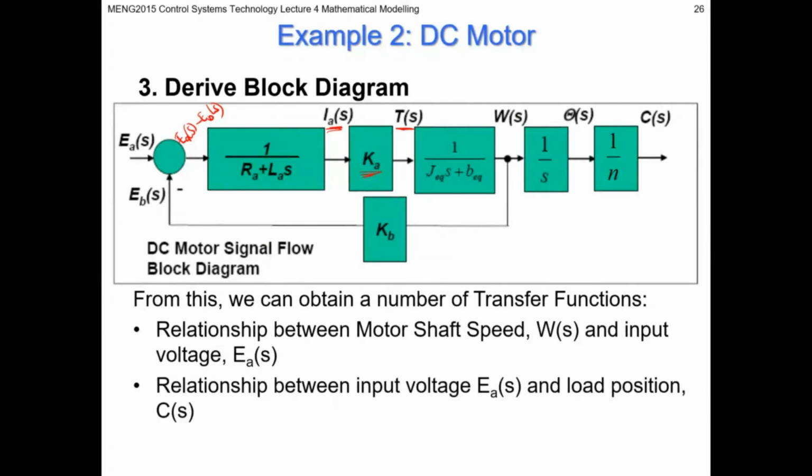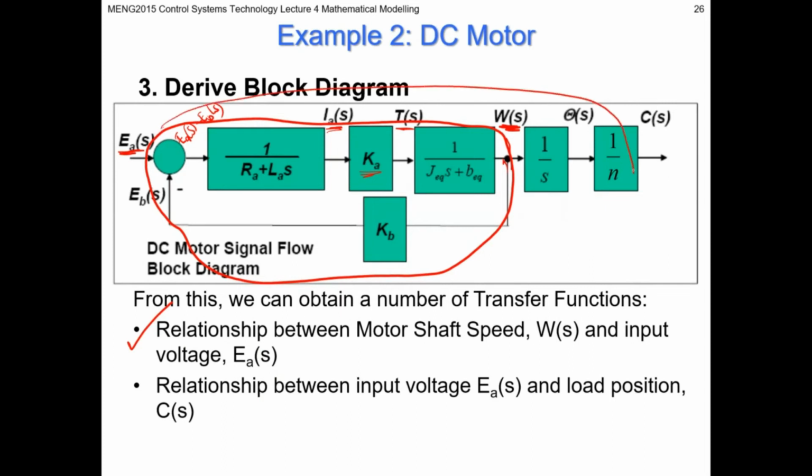from this we can get quite a number of transfer functions. We could get this transfer function here. We could resolve this loop and get a transfer function for W, or our motor speed, as a function of our input EMF. Right, that's this one. We could also extend that and take into account these two elements on the end. So we can get our position of the load as a function of our input EMF. Right, so both of those we can accomplish.